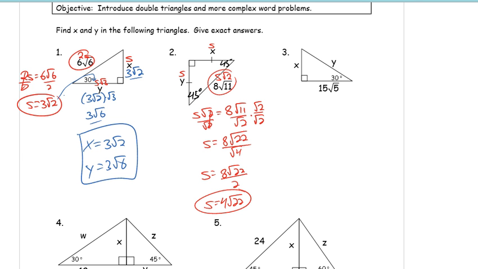There's S. We did a bunch of work to find S, but now all we have to do is plug it in here, 4 radical 22. Plug it in here, which is 4 radical 22, because those are just simply S. So x equals 4 radical 22, and so does y.